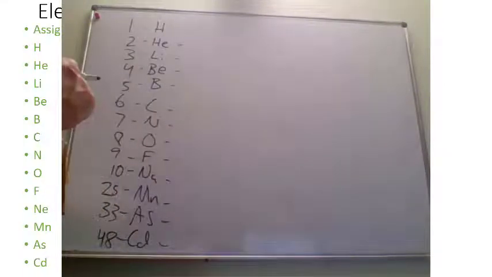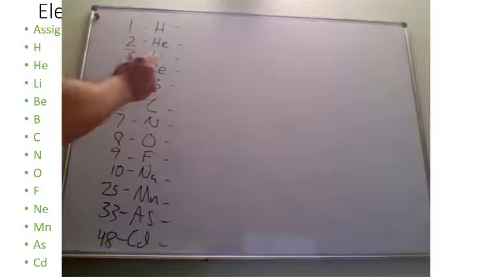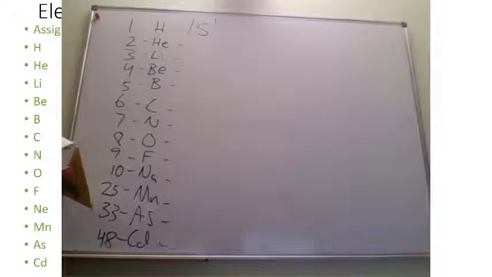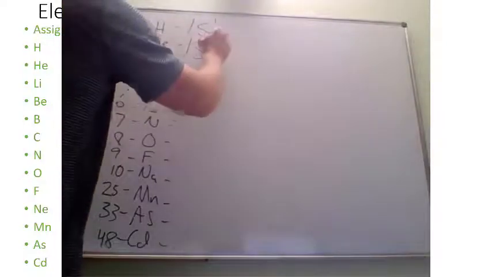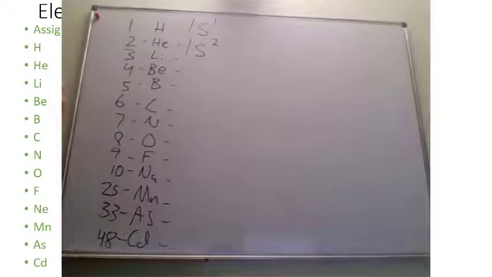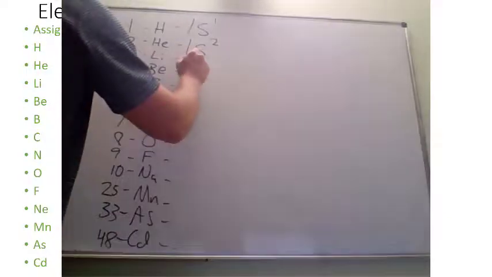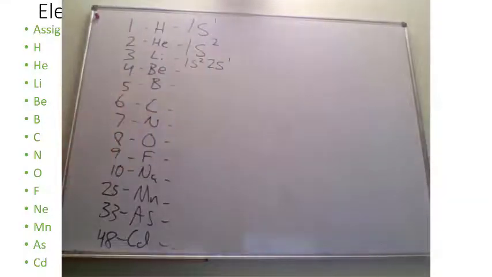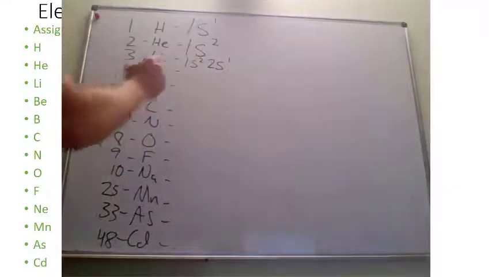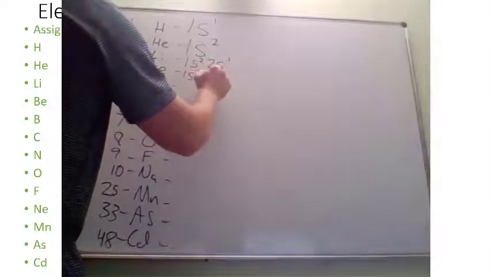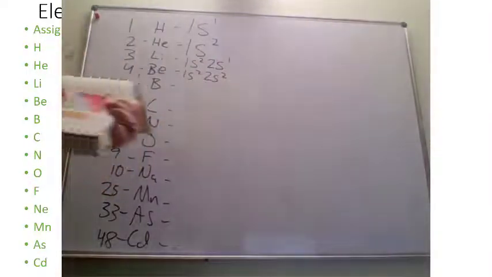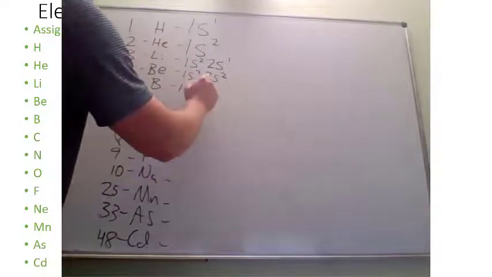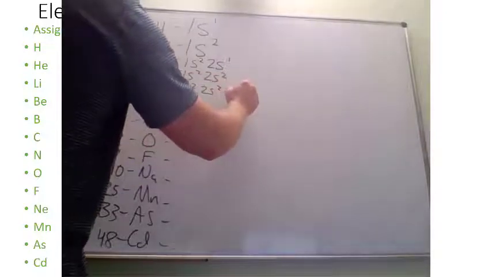For hydrogen, being in the S block, we have one S, and there's only one electron. Helium, remember, we're moving over next to hydrogen. That's going to be 1s2. Now lithium: we've completed the 1s2, and then we move down to the 2s, and there's only 1. Now for beryllium, again, 1s2, 2s2. Next for boron, we know we're going to jump over to our P block now. So we have 1s2, 2s2, and now we have 2p1.